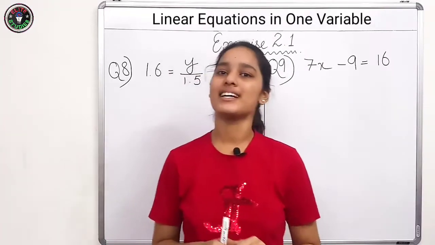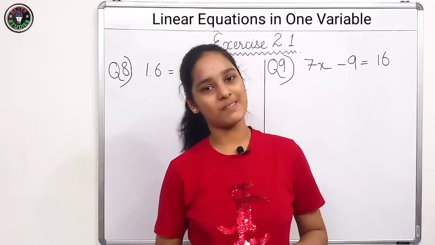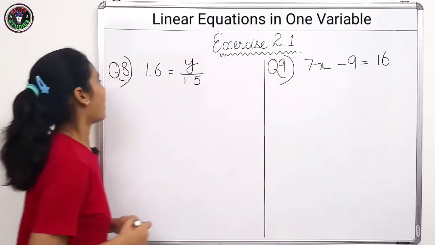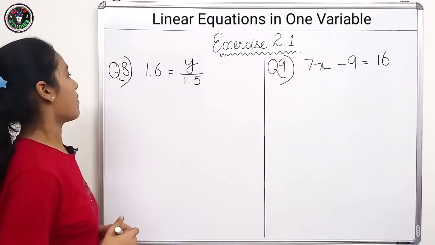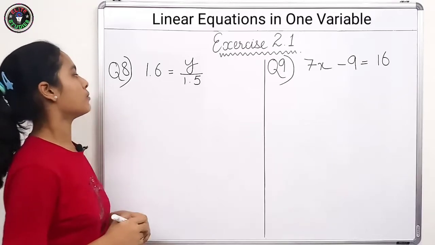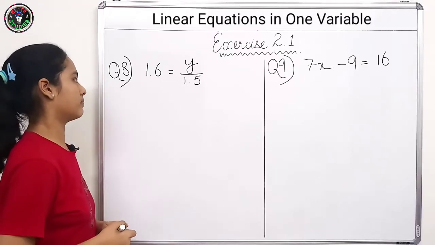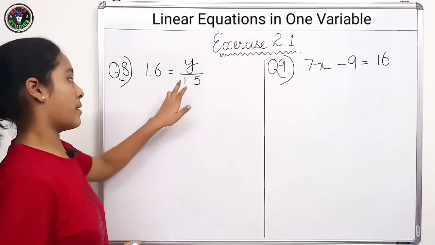Today we are going to discuss exercise 2.1. Let's begin. Our question number 8 is 1.6 is equal to y by 1.5. We need to get rid of this 1.5.